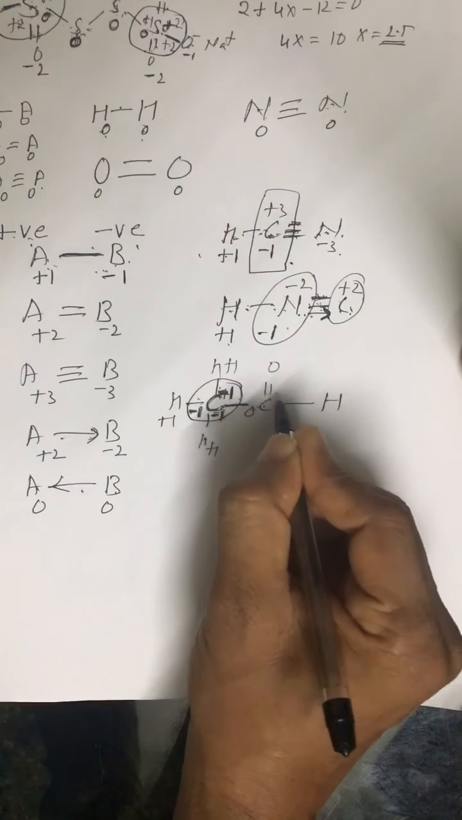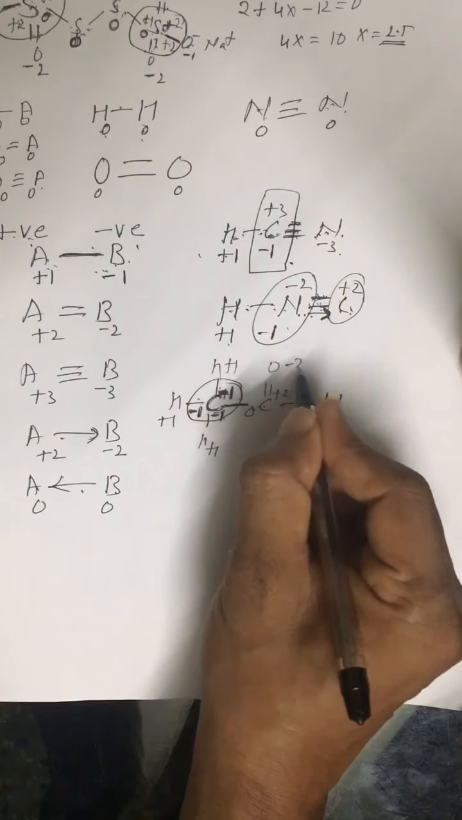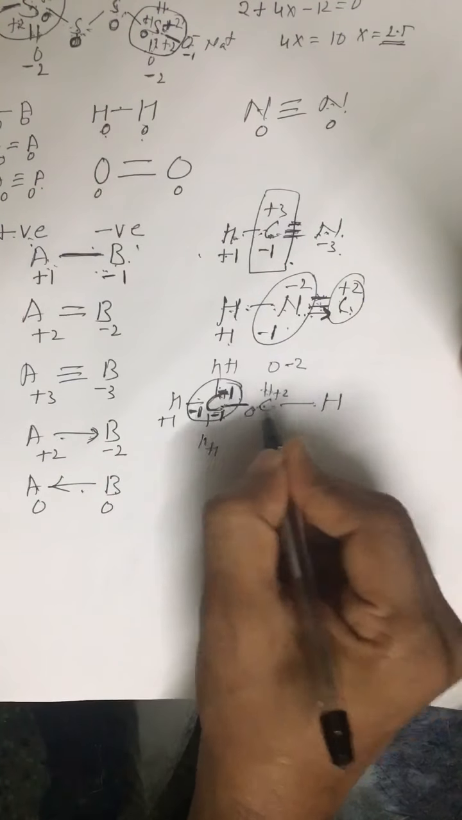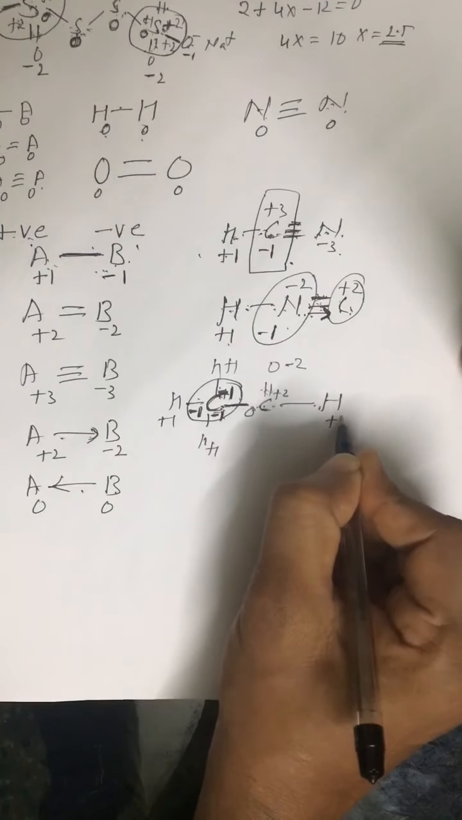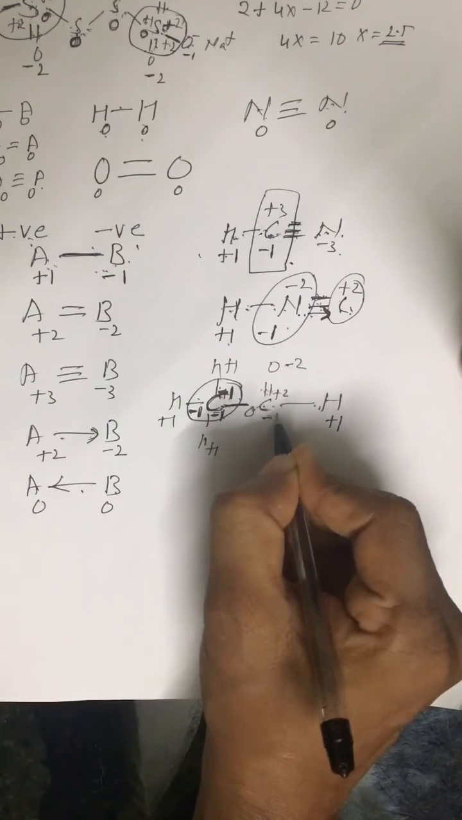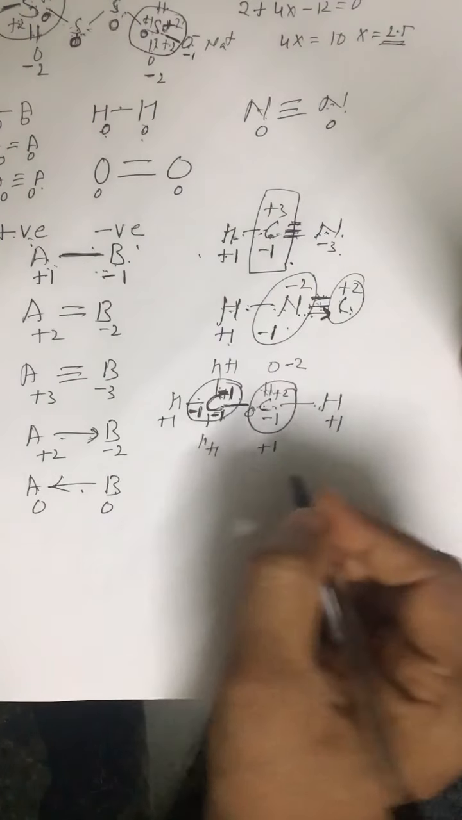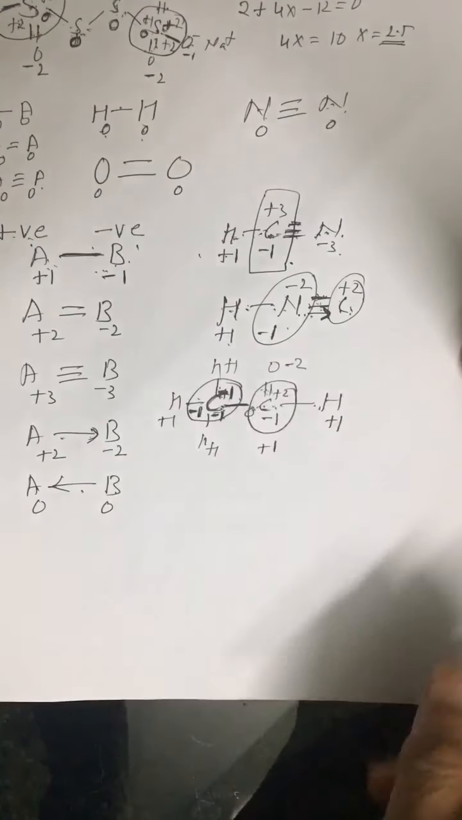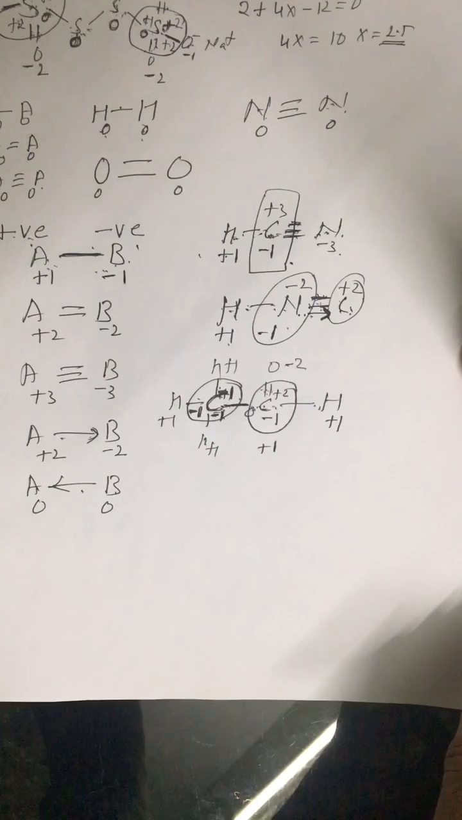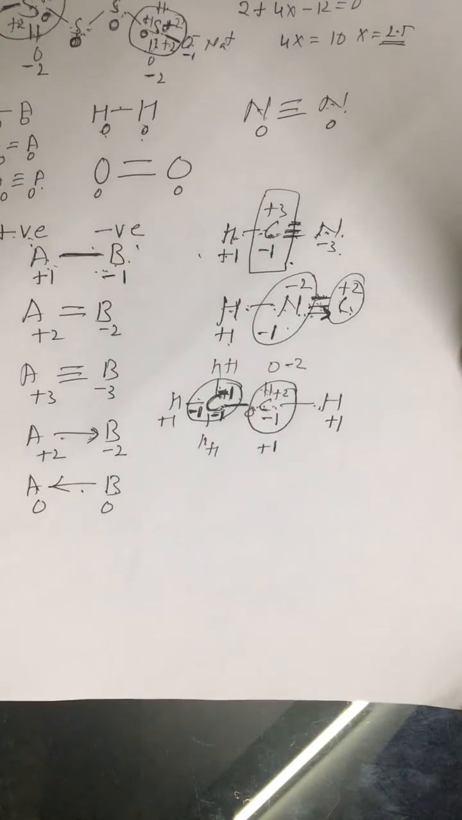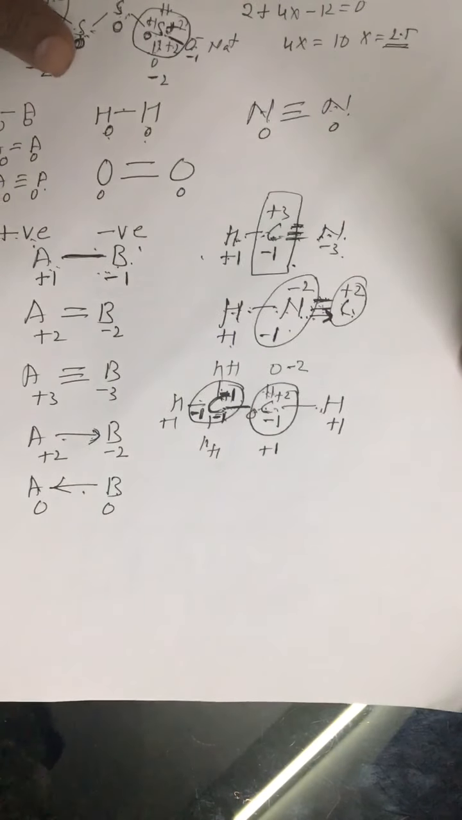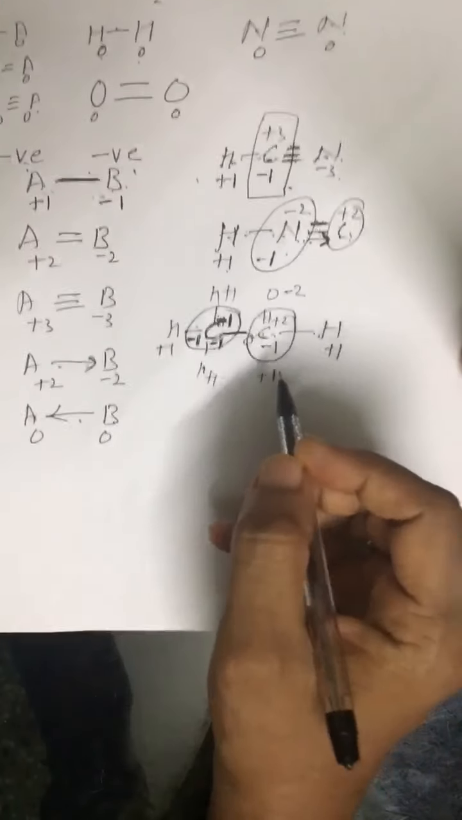Now due to these two bonds, +2, and oxygen is -2 due to these two bonds. Due to this bond, hydrogen is given +1, carbon is given -1. So overall this carbon has +1 charge, and this carbon has -3 charge. So this is how we calculate oxidation state on the basis of some basic rules.